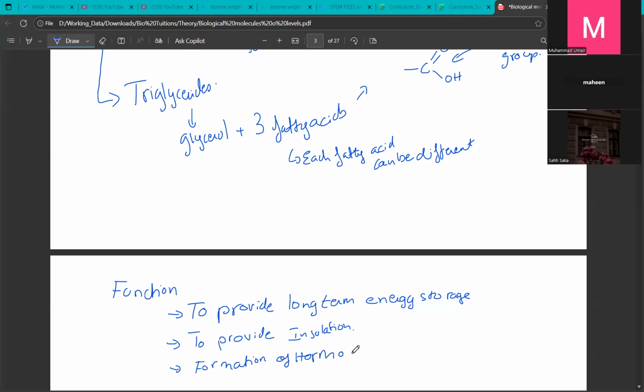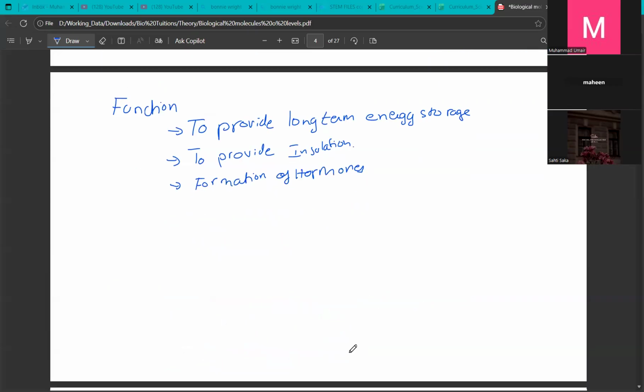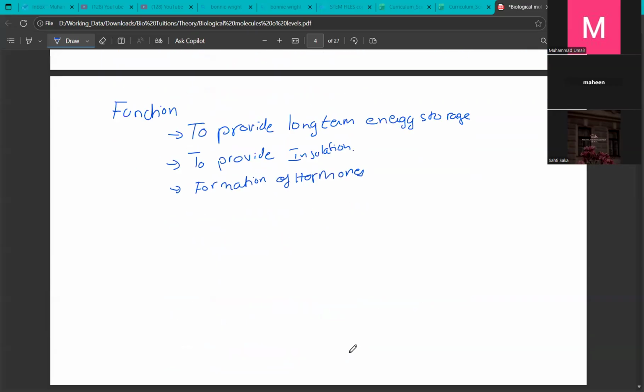So hormonal control भी आपके उसके अंदर होता है, fats के अंदर होता है, सही है? Because there are some hormones that are lipid in nature and there are some hormones that are protein in nature. So yeah, cool. ये हो गया हमारा fats, lipids.